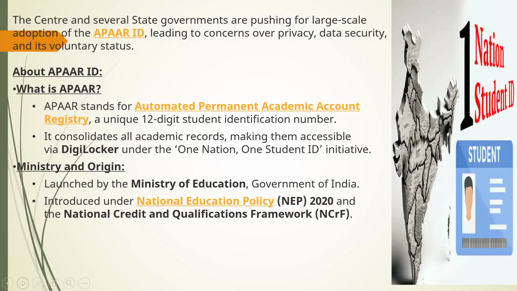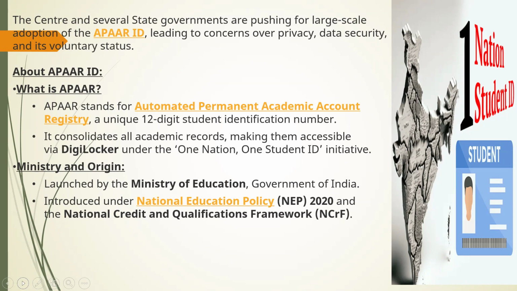The Centre and several state governments are pushing for large-scale adoption of APAAR ID, leading to concern over privacy, data security, and its voluntary status. About APAAR ID: APAAR stands for Automated Permanent Academic Account Registry, a unique 12-digit student identification number. It consolidates all academic records, making them accessible via DigiLocker under the One Nation, One Student ID initiative.